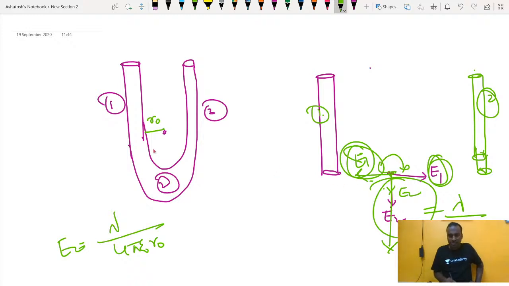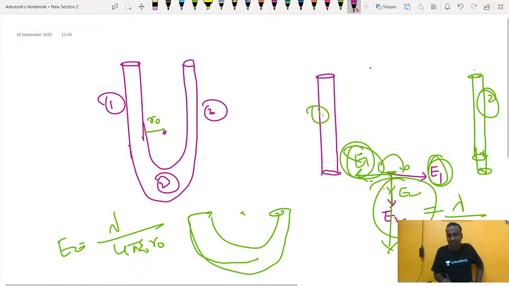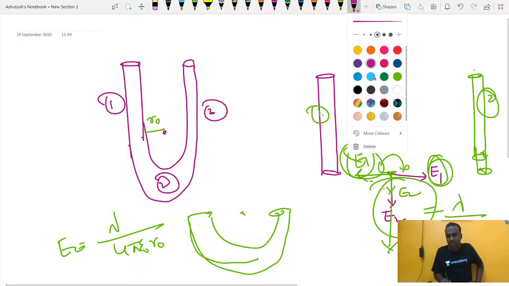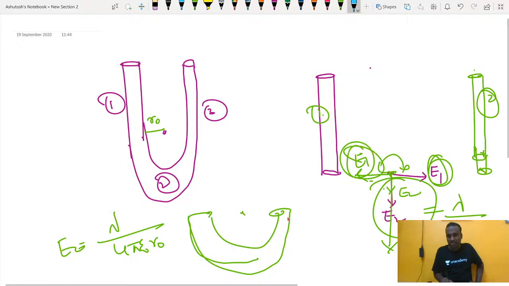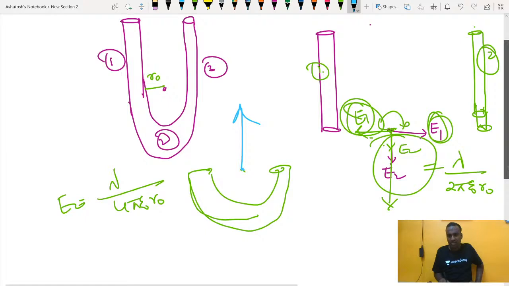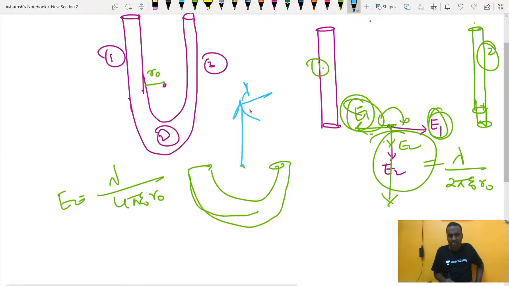Okay students. Similarly, for a semicircular ring, if I choose over here, you can see now, the direction of the electric field will be along this direction. So what is the value, students? Lambda by 2 pi epsilon naught r naught.